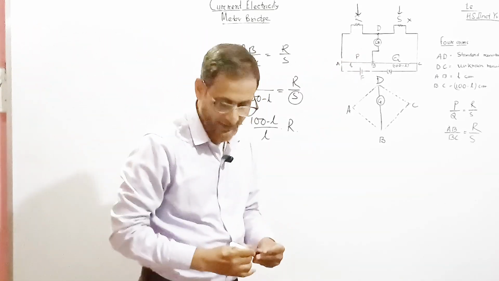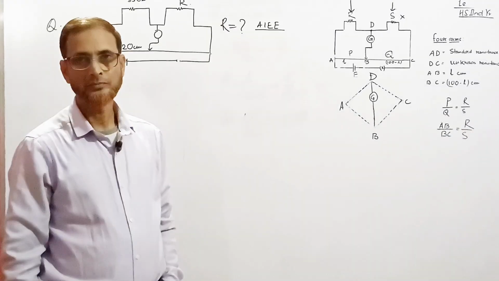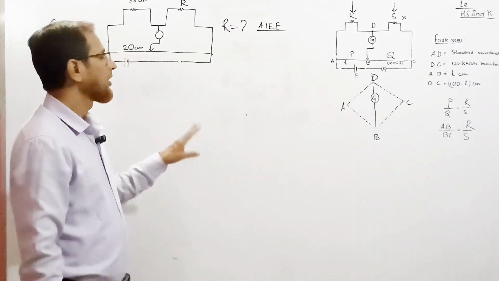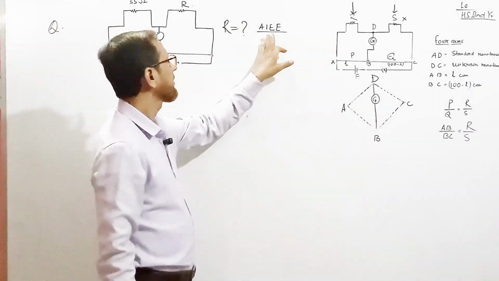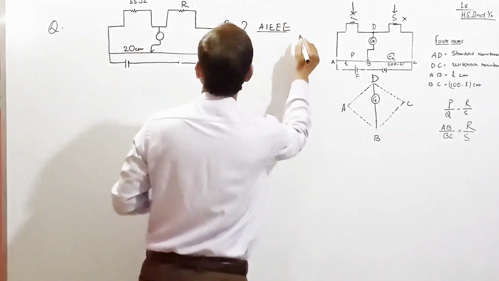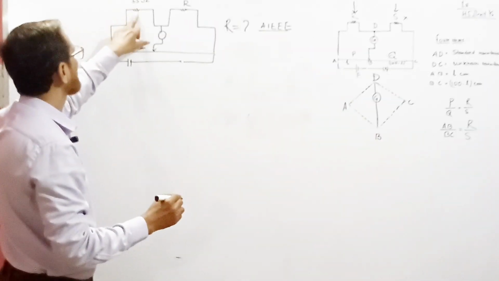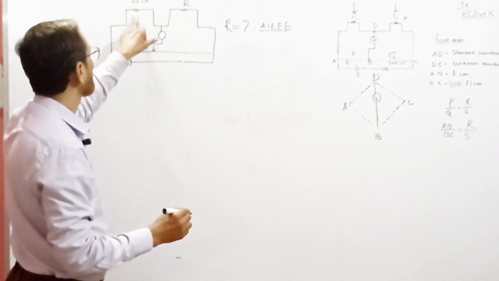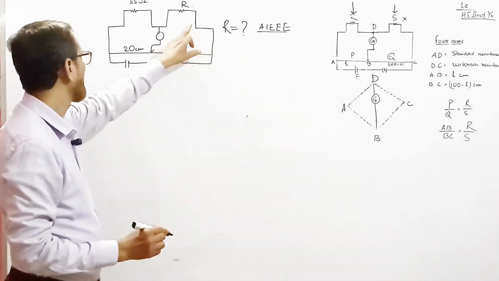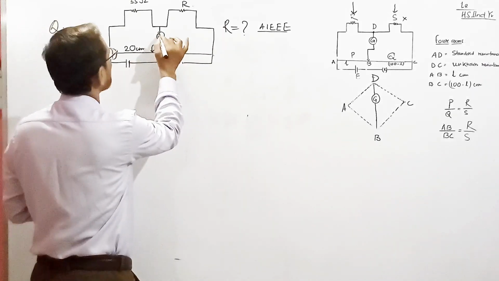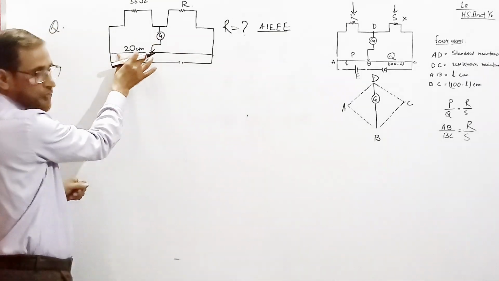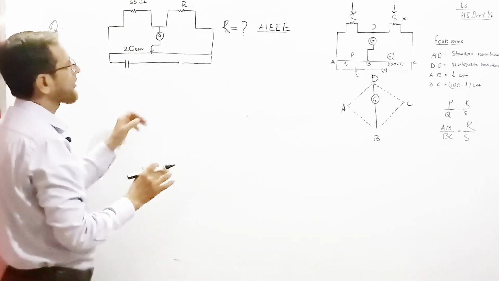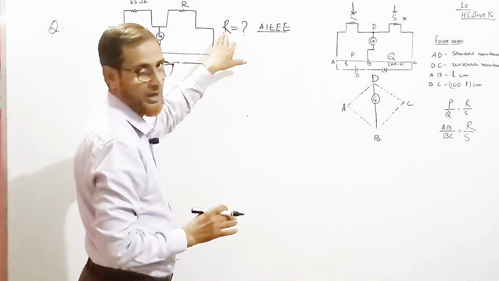Now let us take an example. Let us solve the question which was asked in the AIEEE exam. Here the resistance is given as 55 ohm, and the other is not given, and the rheostat is fixed at a certain point, and that length is found to be 20 centimeter. You are asked to find out what R is.